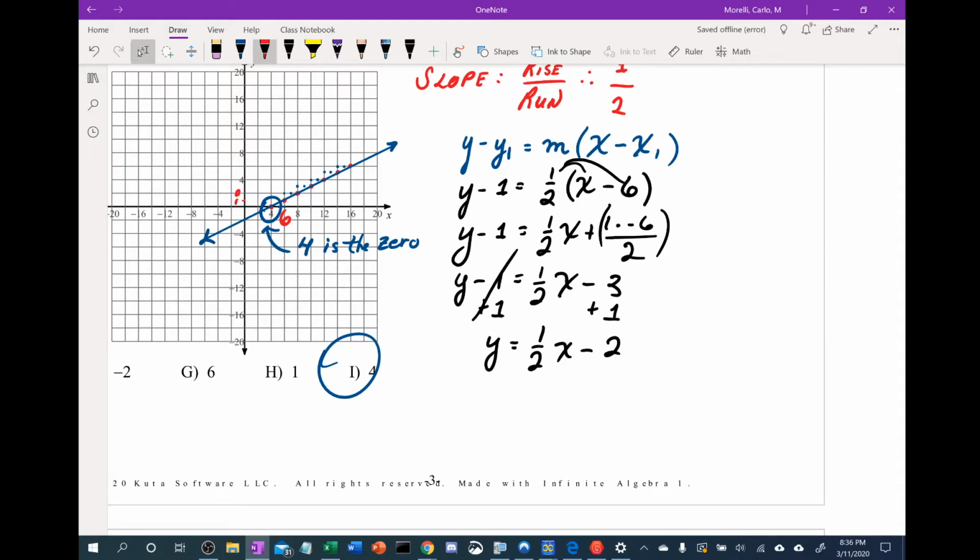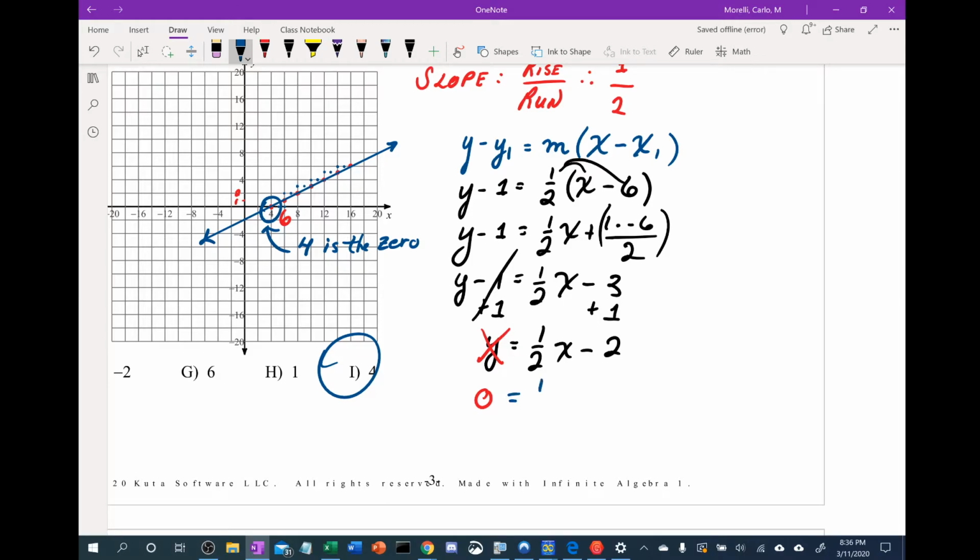And to find the x-intercept, we can see that the y-intercept is negative 2. But to find the x-intercept, we need to cancel out the y there and put a 0, because we want to know what x is when y is 0. Well, okay, that's how you do it.